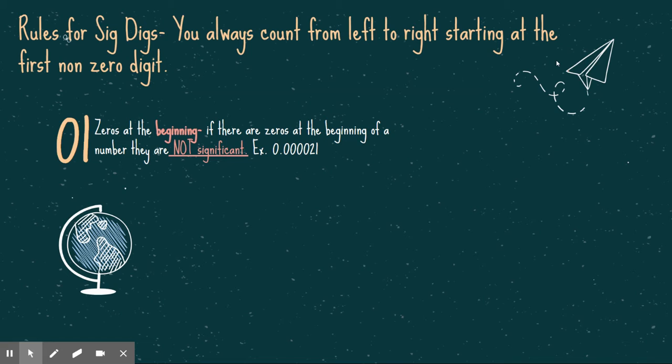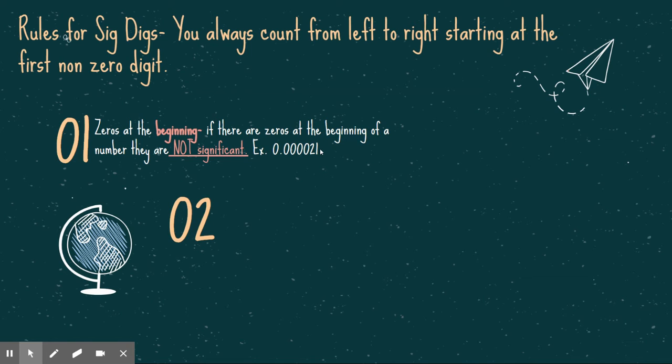My example, also write this down, is 0.000021. Looking at this example, all of these zeros aren't significant. So if I asked you to tell me the number of significant digits in this number, you would say 2, because the 2 and the 1 are the non-zero digits. Up here it says you count from left to right, starting at the first non-zero. So I'm looking for a non-zero. Here it is, 1, 2. I counted from left to right. So the first rule is if there's a bunch of zeros in front, they don't count. Find your first non-zero digit and count it. So this one has 2.